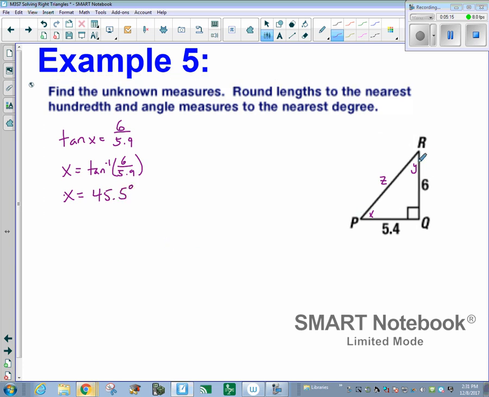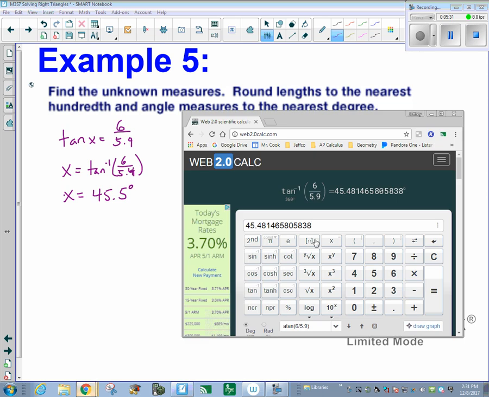Now, do I need to set up a trig function to find y? I could. I could do a tangent and do opposite over adjacent. Oh, and actually, I chose the wrong number. It's not 5.9, it's 5.4. So let's pull that back up and adjust here. Let's clear this out.